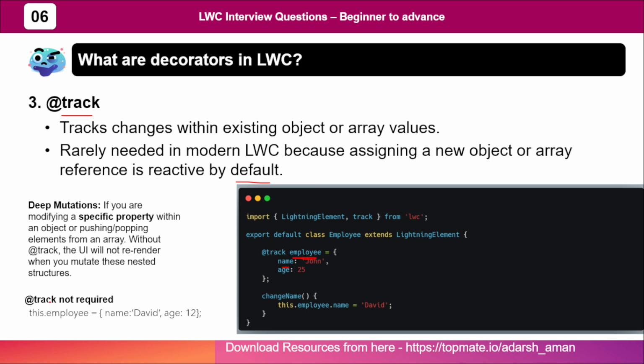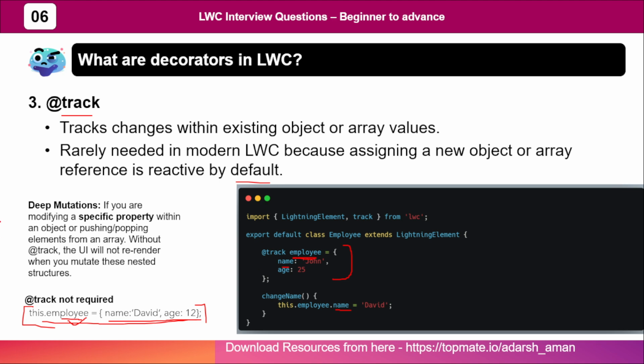Track is also not required whenever you are assigning an entirely new object or array to the property. So let's say here we have defined this object called employee. On change name, we are using something like this: we are again reassigning employee with this name and age. In this case, we are not updating any single property. In the earlier case we were updating only the name property, but here we are reassigning the entire object. So if you have this kind of requirement, you don't have to write track, because if you are reassigning the entire object or array, you don't need the track property.